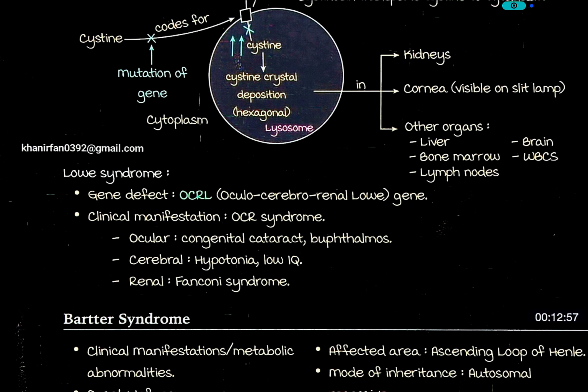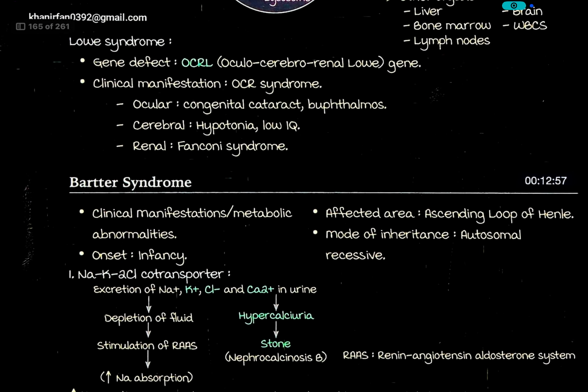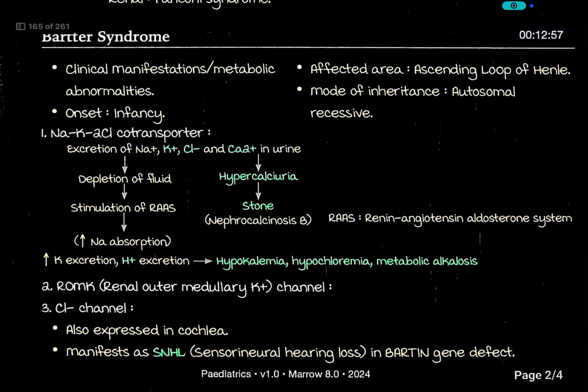Lowe syndrome. Gene defect: OCRL, the oculocerebrorenal Lowe gene. Clinical manifestation: OCR syndrome. What is OCR syndrome? Ocular: congenital cataract, ophthalmos; cerebral: hypotonia and low IQ; renal: Fanconi syndrome.